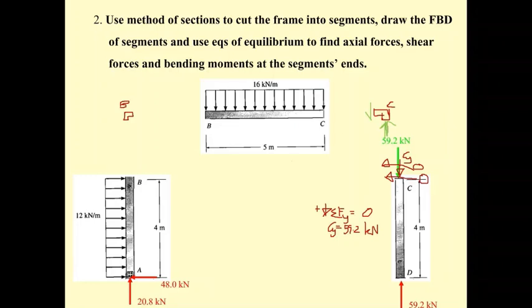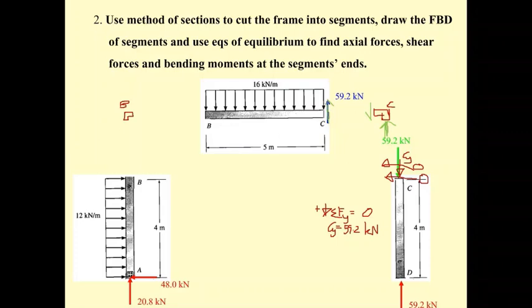And again, due to the third law of Newton, the force here also must be vertical. And then for summation of F sub y equal to 0, you may see this one is going to be 59.2.